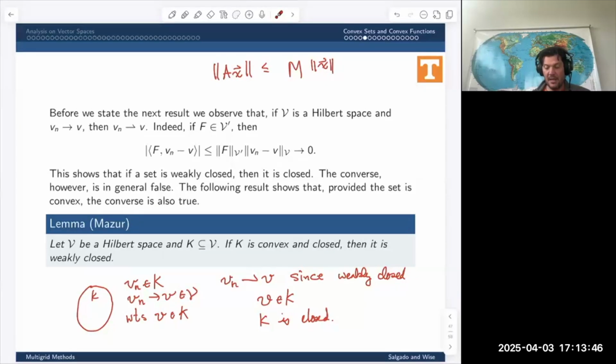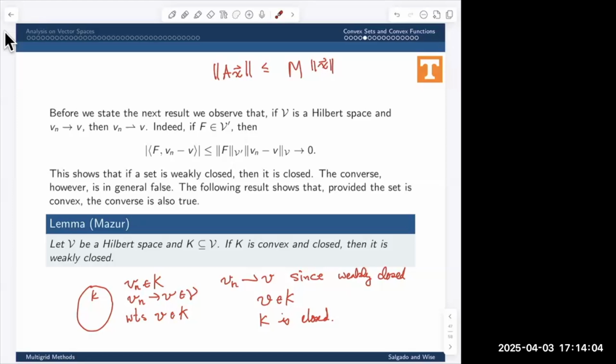I'm not going to give a proof for this because it involves pretty deep functional analysis. By the way, has anyone seen this result before? Anybody? Those of you who are taking functional analysis, have you seen it? I think so. You have, okay. All right.